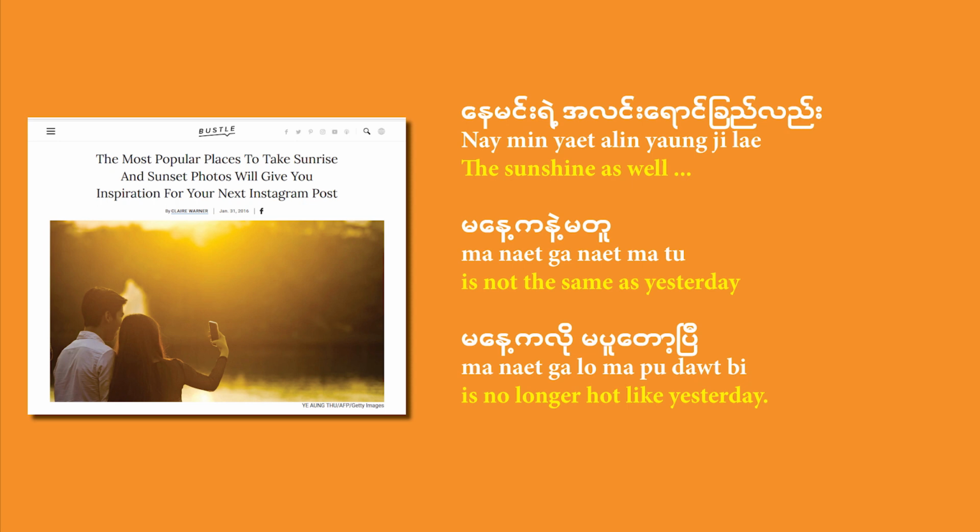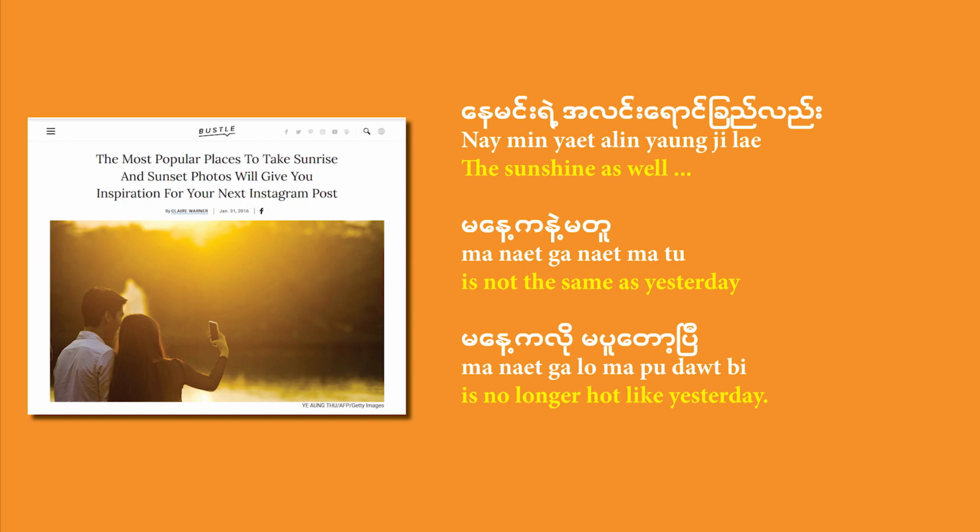Nemeye alinyongji is sunlight. It's cast in the possessive form using Nemin, the sun king, with the possessive particle ye to make it belonging to the sun king or of the sun king, followed by alinyongji, which is light. Manega is the word for yesterday. So manega ne matu should be clear enough. That means not the same as yesterday. In other words, the sunlight is not the same as yesterday's sunlight.